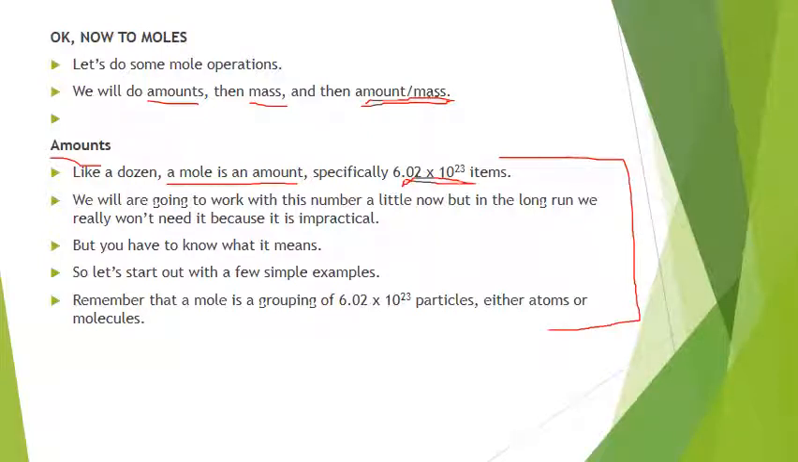Okay, but get the idea. All right. So let's start out with a couple examples. So remember, a mole simply is a group of 6.02 times 10 to the 23rd particles. So you can think of a group. So here's your mole. And inside that mole are 6.02 times 10 to the 23rd particles.